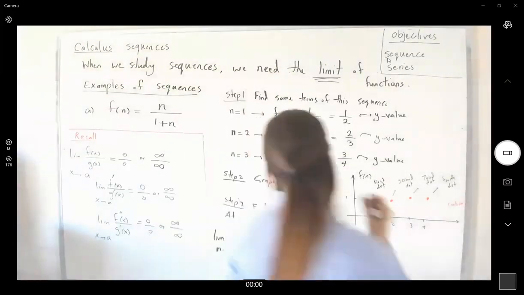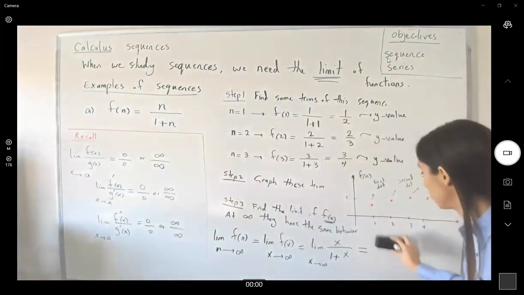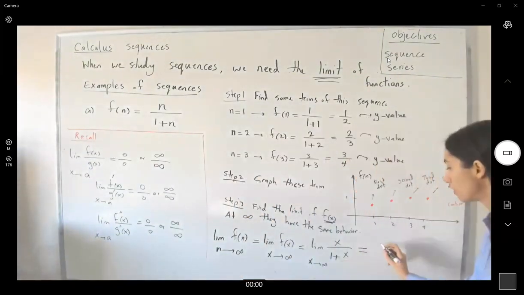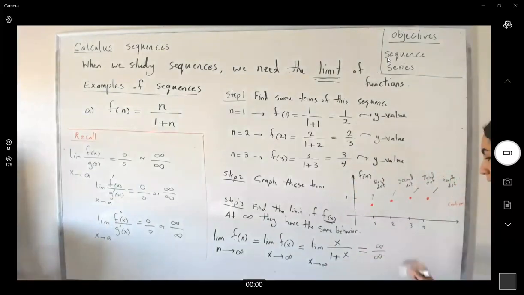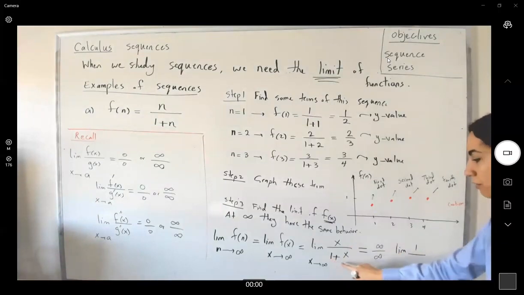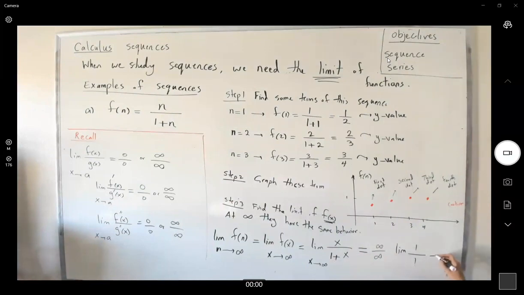So take a look at this case. If x goes to infinity, you get infinity over infinity. So L'Hopital's rule says that this is equivalent to the limit of the derivative of x, which is 1, divided by the derivative of 1 plus x, which is 1, or equals 1.